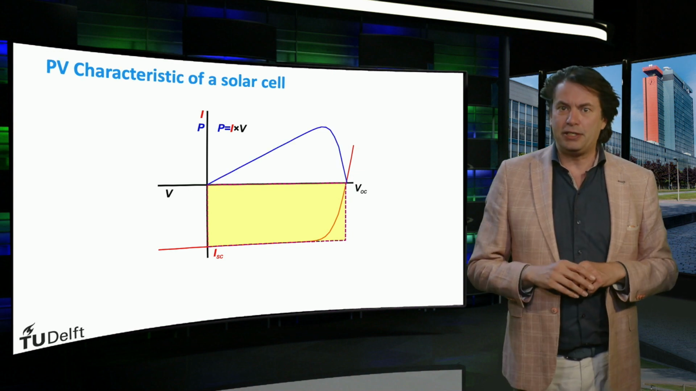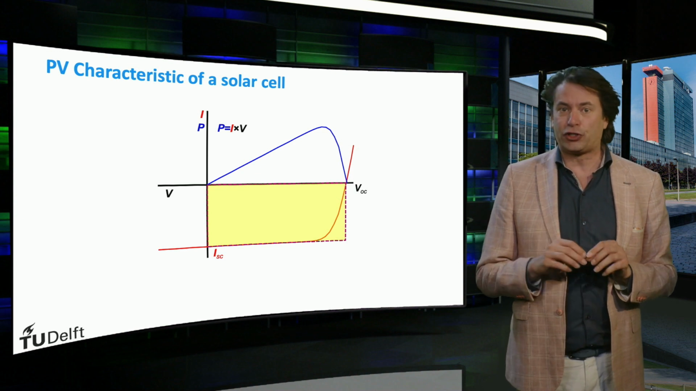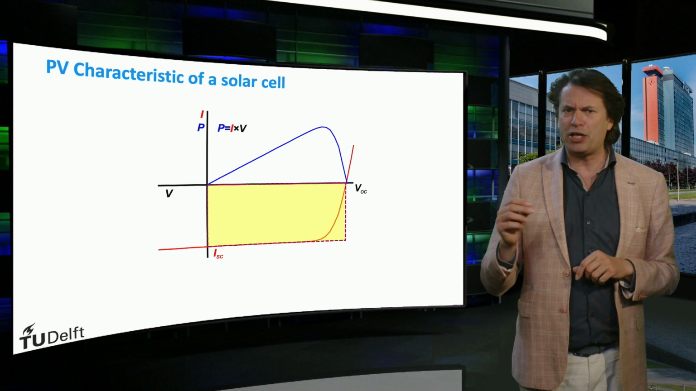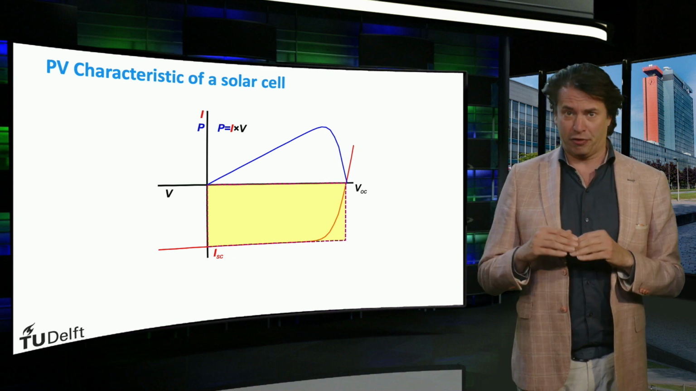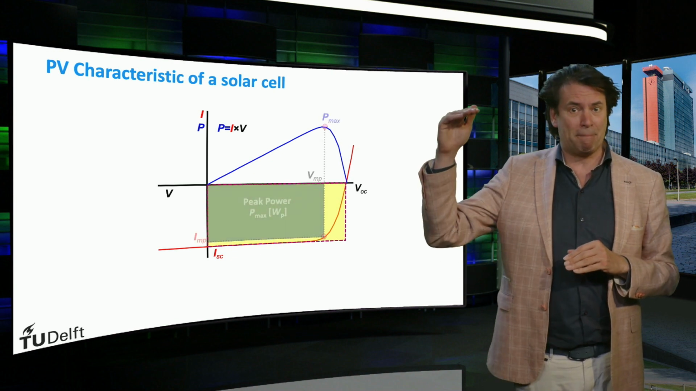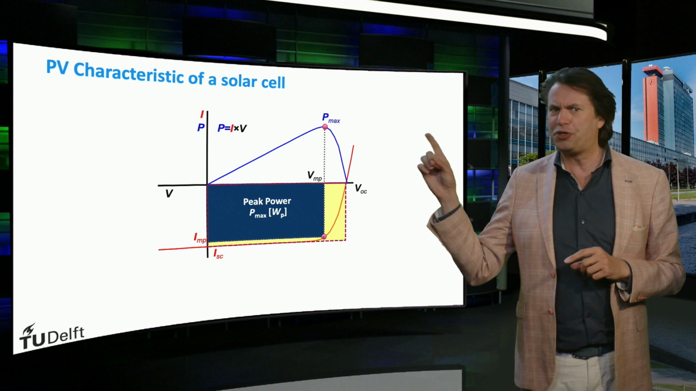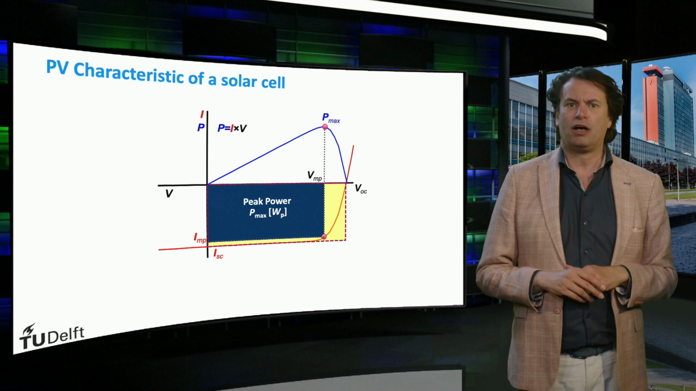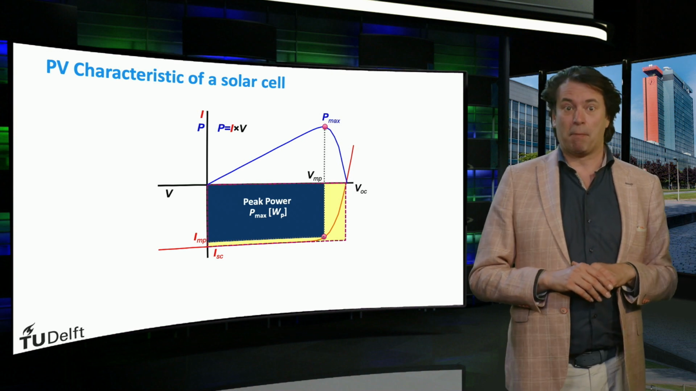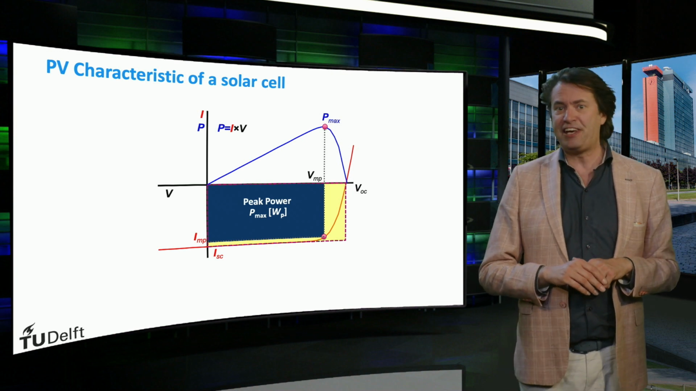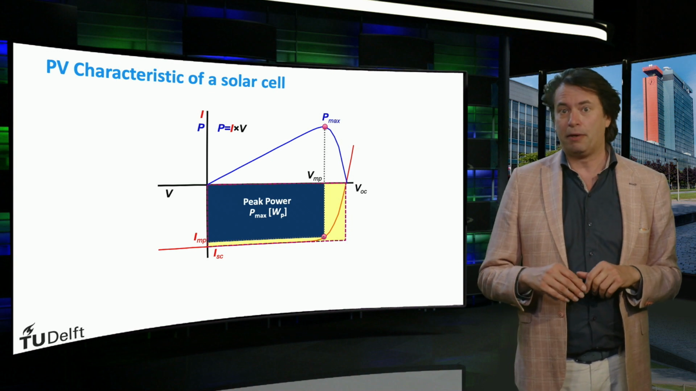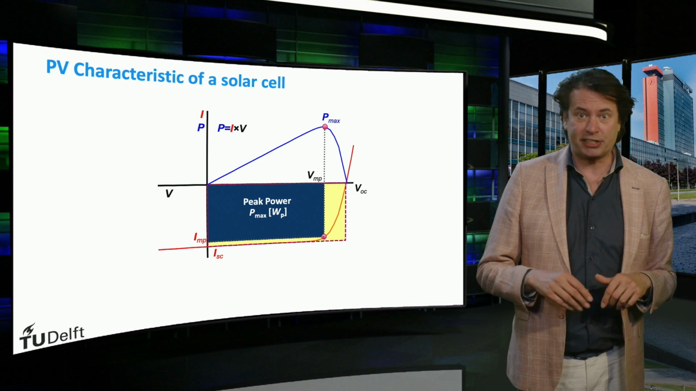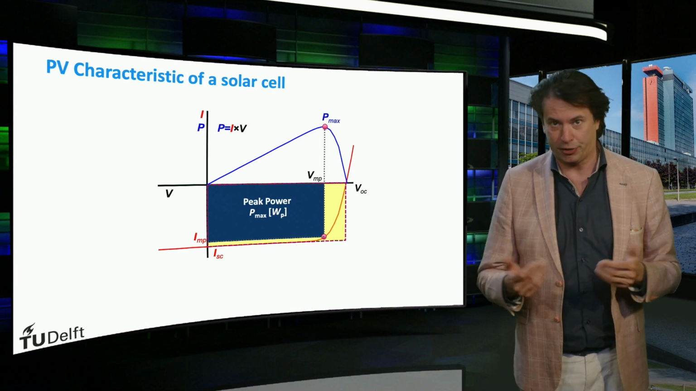Now we can see the power as a function of the voltage. We can see that there is a point where the power generated by the solar cell is maximized. We call this our maximum power point. The voltage at this maximum power point is given here as VMP, which is the maximum power point voltage, and the current as IMP, which is the maximum power point current.